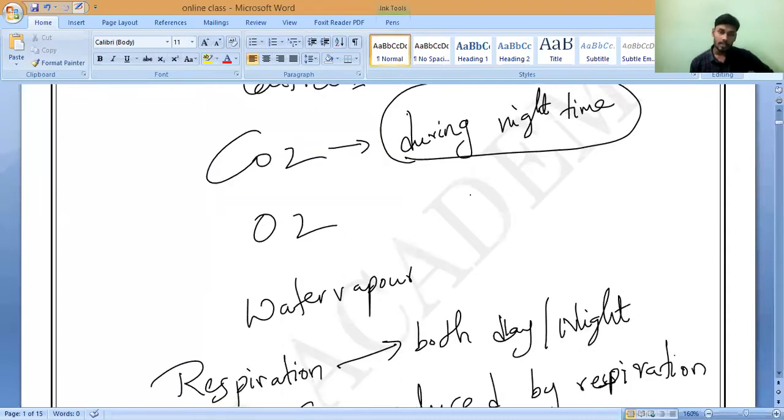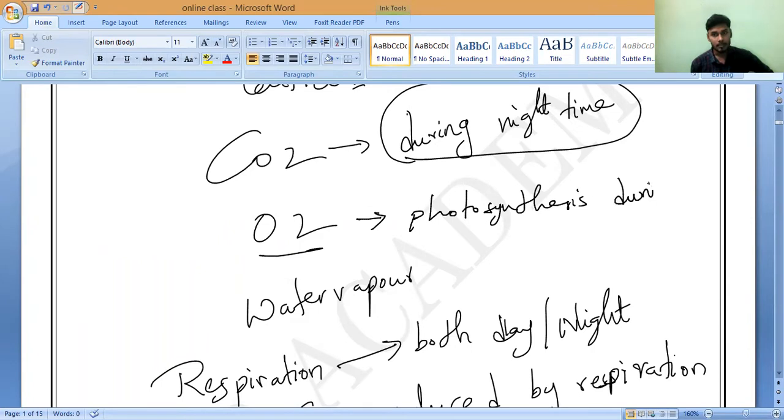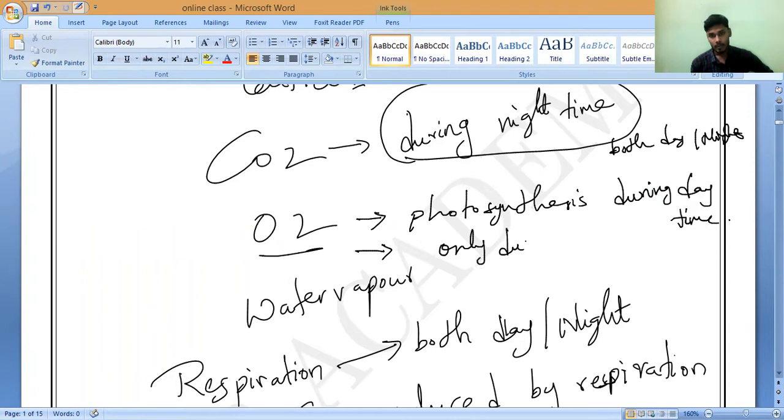Now, as well as comes to the O2. O2 has been produced in which reaction? Photosynthesis reaction. Is it yes or no? So photosynthesis reaction means oxygen is only released at which time? During daytime. Because respiration is carried out both day and night, but photosynthesis is carried out only during daytime.